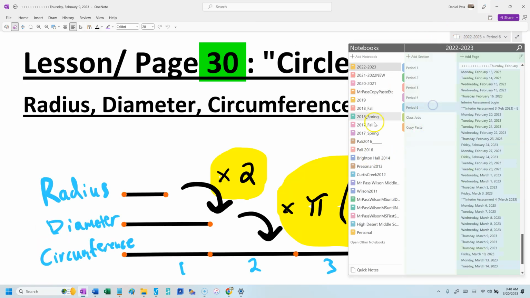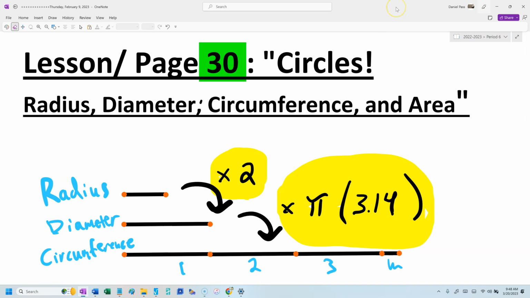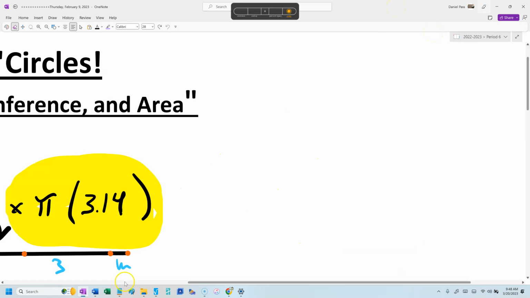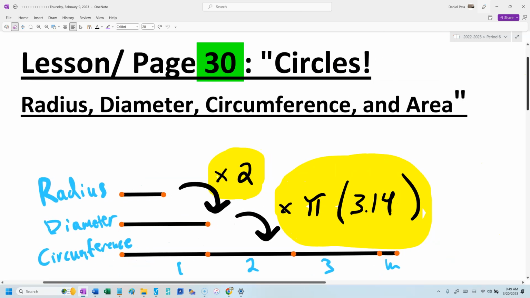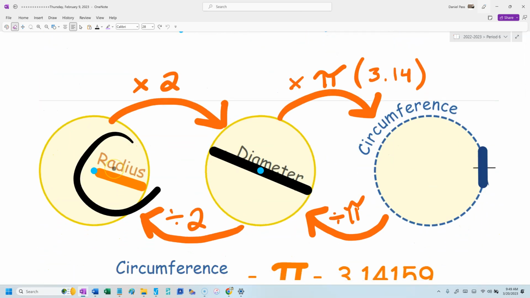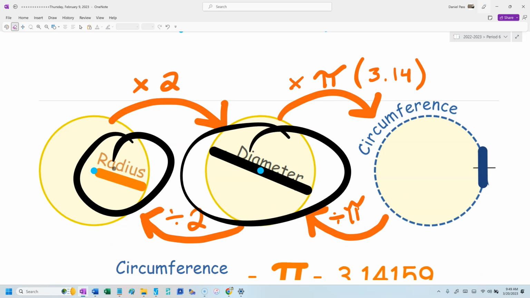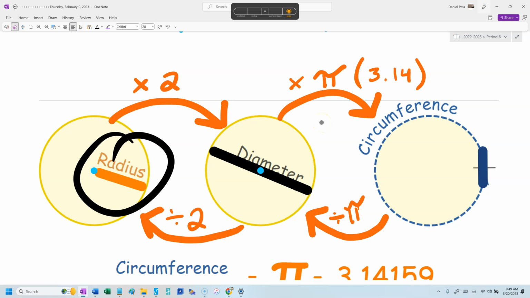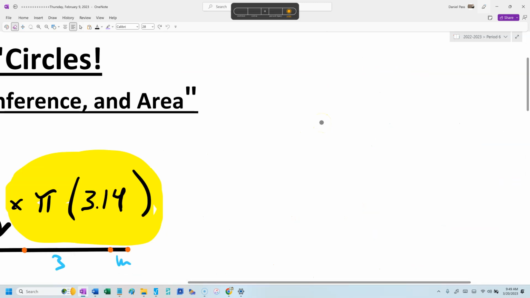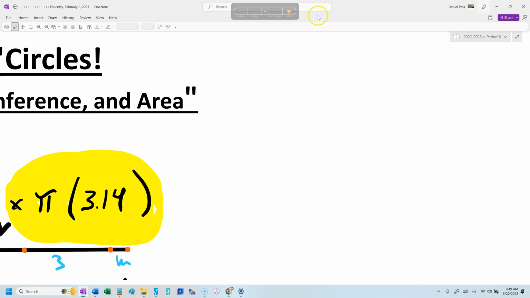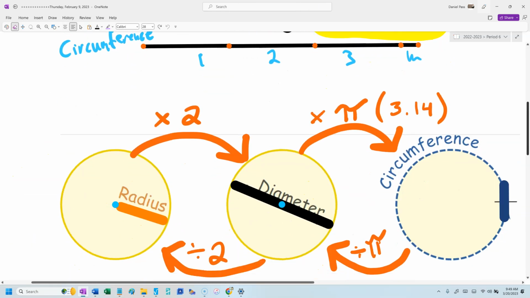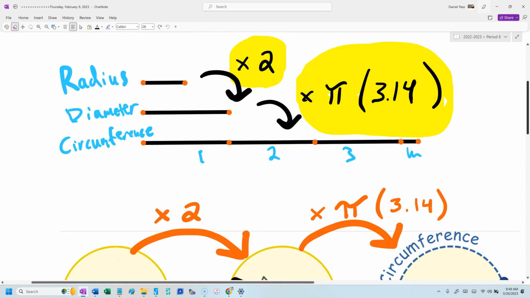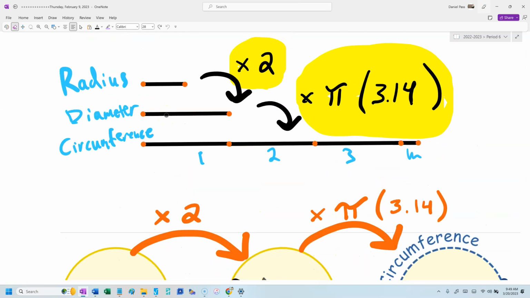The first thing we learned was circles. Now, what are the different parts of the circle? The radius, the diameter, which is times 2, right? And then if you're going to the circumference, times pi, which I think I might change one of the problems because I forgot to put a circumference problem on this review.